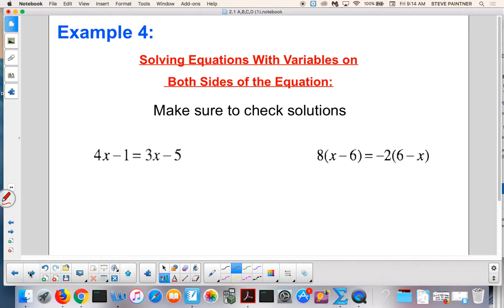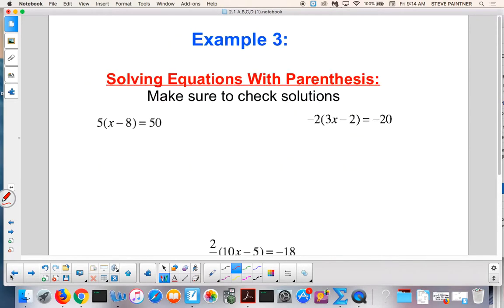Now, this is where we want to go. Okay, these 3 problems are all kind of the same. They all have grouping symbols. So, solving equations with grouping symbols or parentheses. Make sure you check your solutions when you're done. So, the first thing we want to do is take care of the distribution. Hayden, will you help me out here? What's 5 times x minus 8? 5x minus 40, got you.